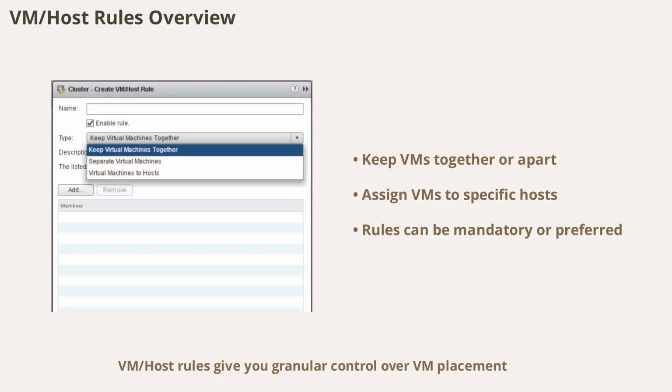VM host rules give you granular control over VM placement. You can create rules to keep certain VMs together, separate them, or ensure they run on specific hosts. These rules are especially useful for performance, licensing, or compliance reasons. DRS must honor these rules when making placement and migration decisions, though some rules can be relaxed if cluster imbalance becomes severe. Understanding and using VM host rules allows you to fine-tune your environment for both flexibility and control.